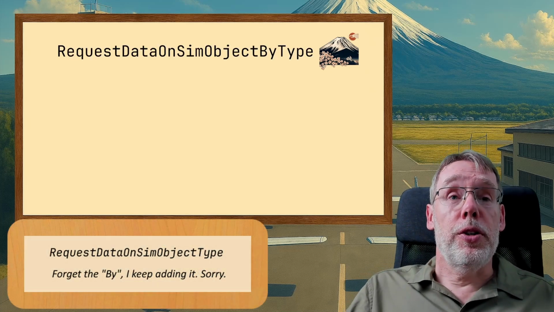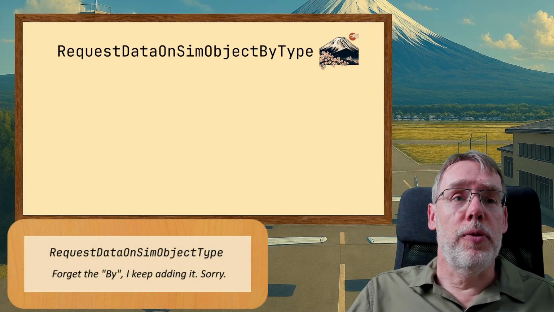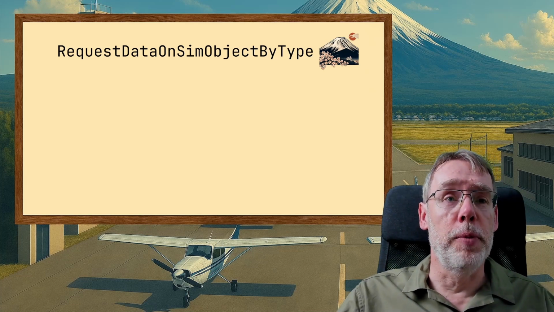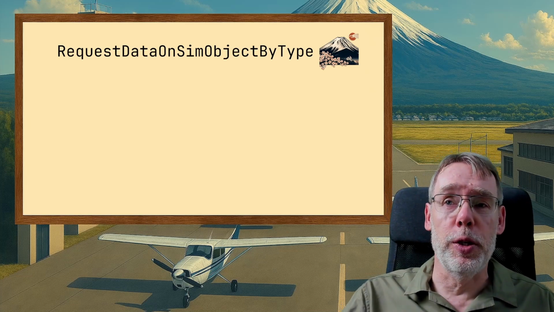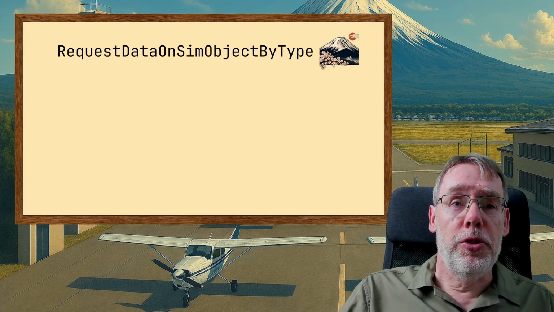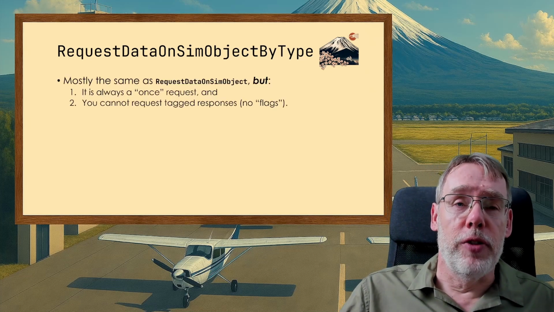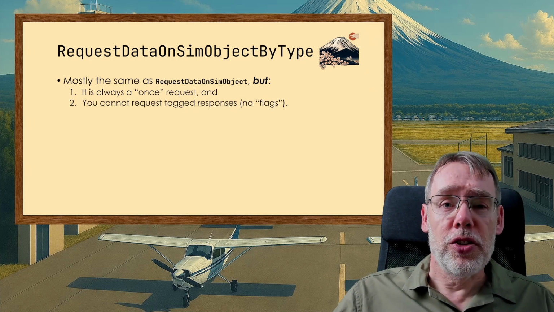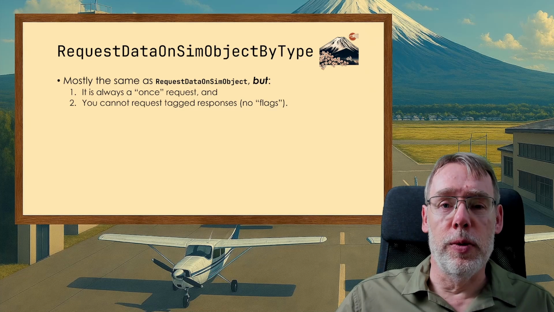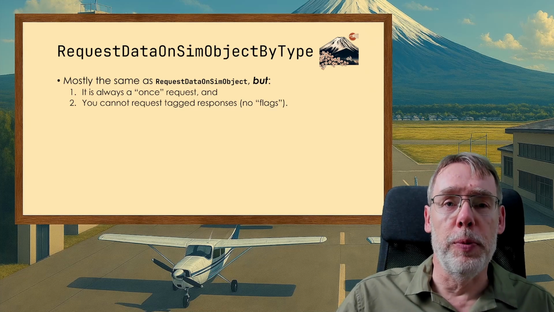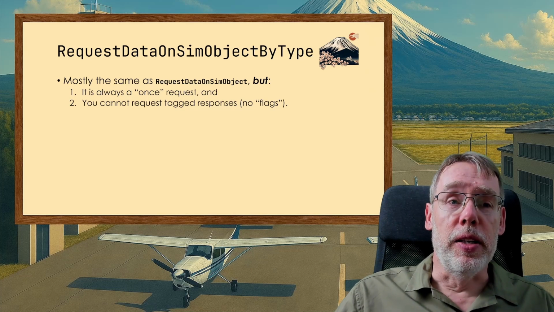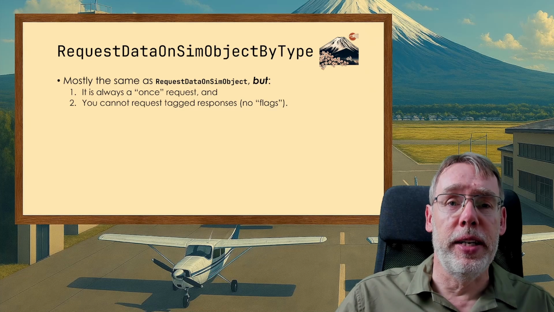So compared to what we did previously, instead of calling RequestDataOnSimObject, we're now going to call a function named RequestDataOnSimObjectByType. And as you'll see, it is mostly the same as RequestDataOnSimObject, but it's now always a once request, so we're just going to get one result, even though it might be a result made up of multiple messages. And we cannot request tagged responses because there is no flags parameter.